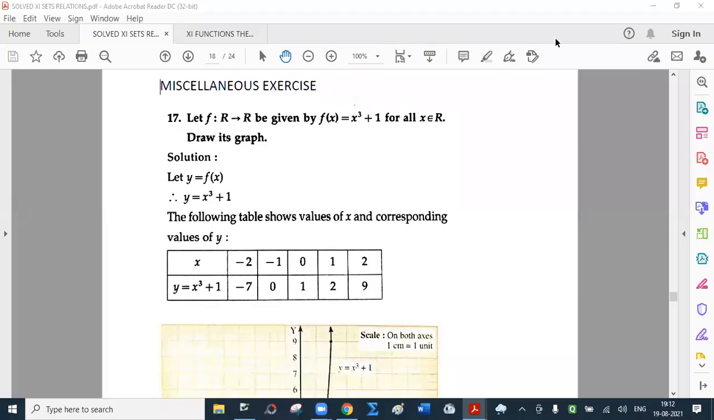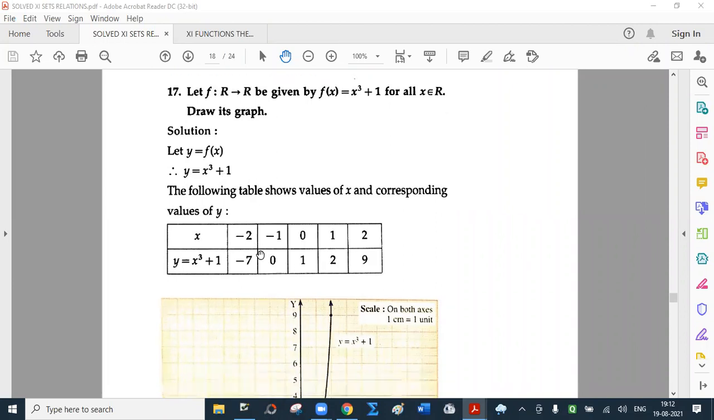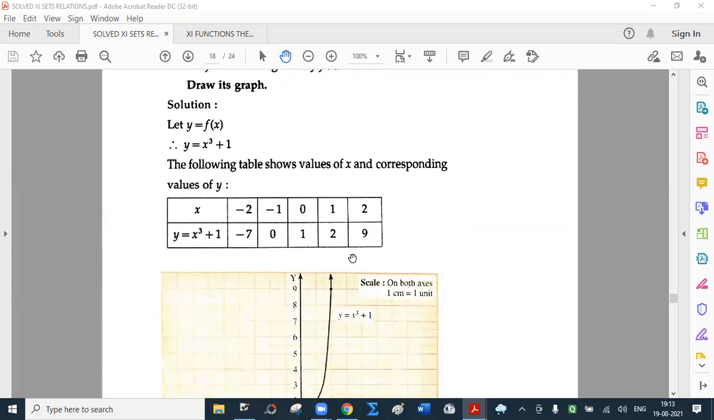17. Let f from R to R be given by f(x) equal to x cube plus 1 for all x belonging to R. Draw its graph. Okay. So the function is y equal to f(x), so y equal to x cube plus 1. Values of x are taken as minus 2, minus 1, 0, 1, 2. Accordingly, what will be y? Minus 2 cube is minus 8 plus 1, minus 7, and so on.